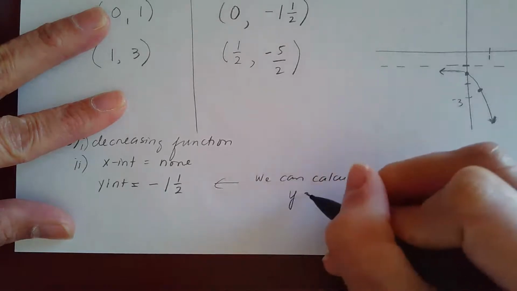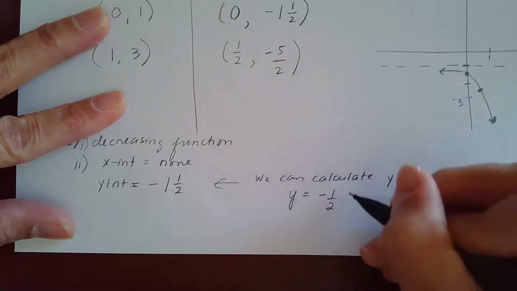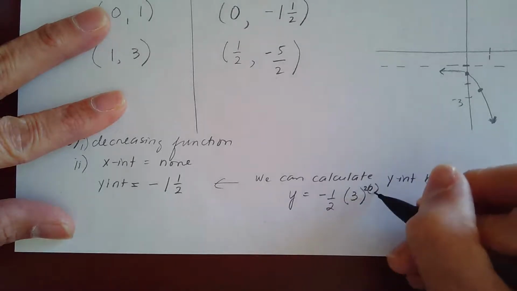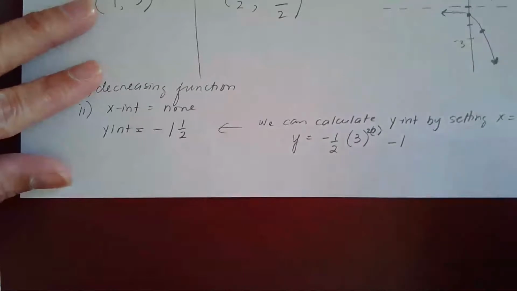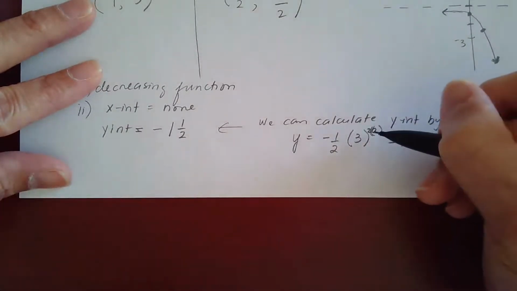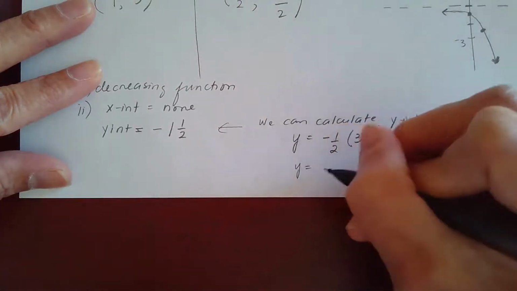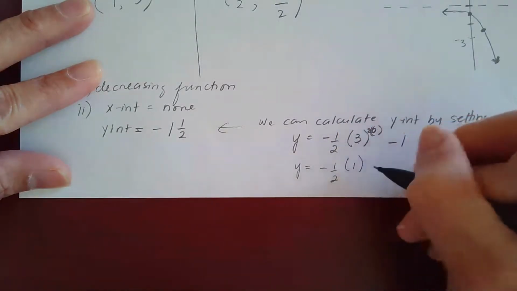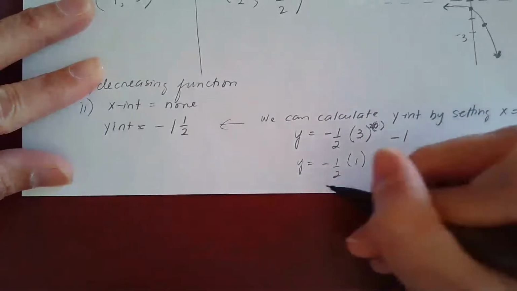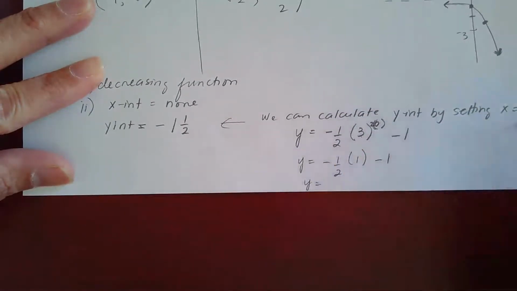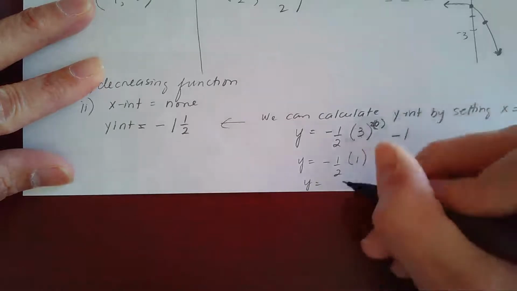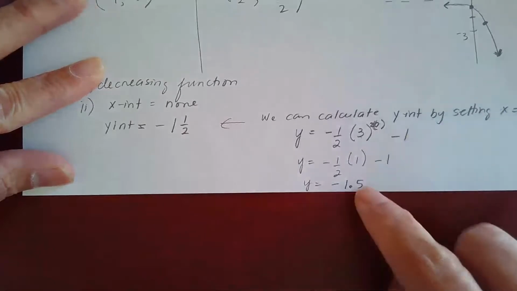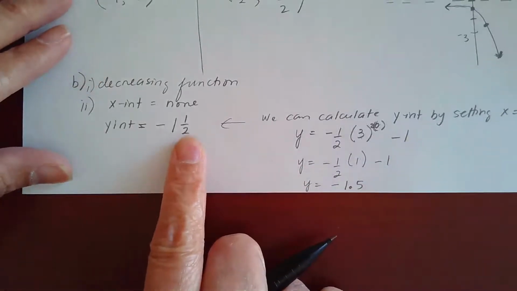And if you go that way, negative 1/2 times 3 to the 0, 2 times 0, minus 1. Right, so it's 2 times 0 is 0. So that becomes negative 1/2. 3 to the 0 is going to be 1, minus 1. So there's our y-intercept. Negative 1 and 1/2, so negative 1.5. Okay, negative 1 and 1/2.